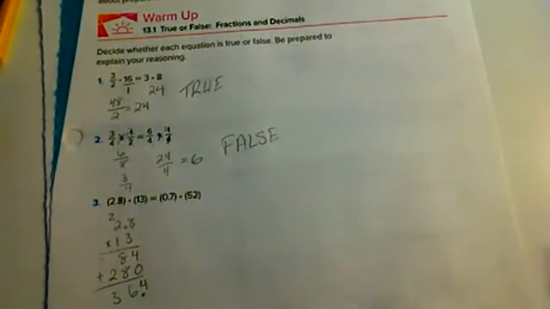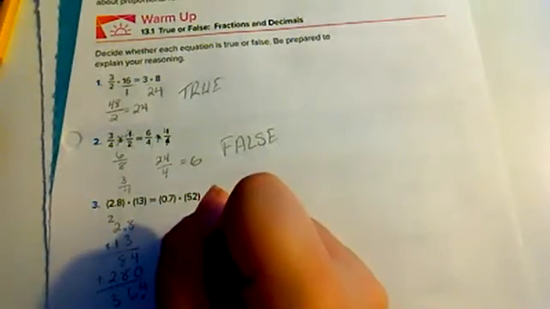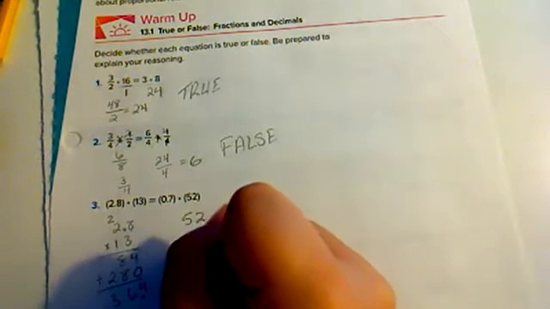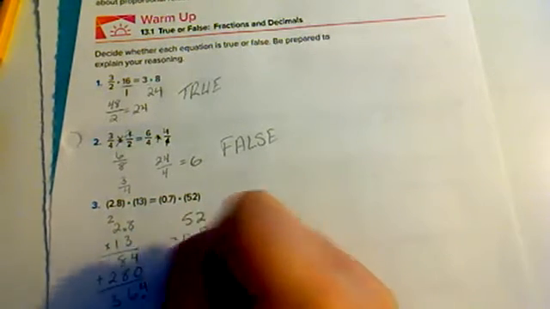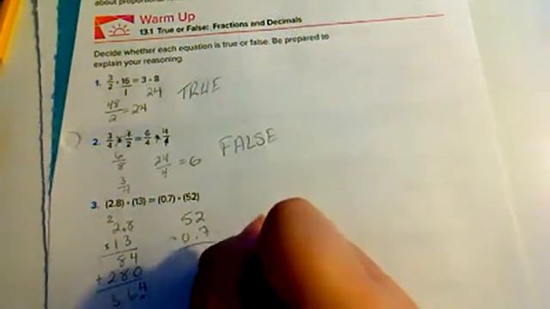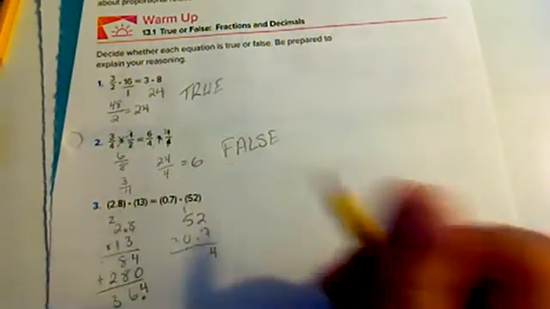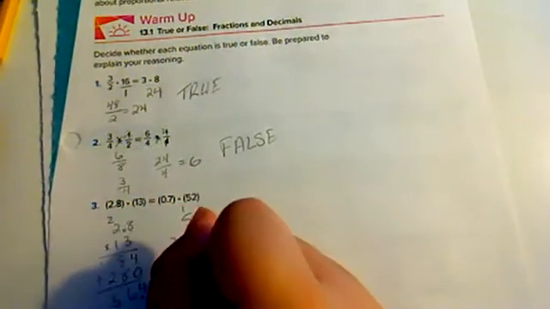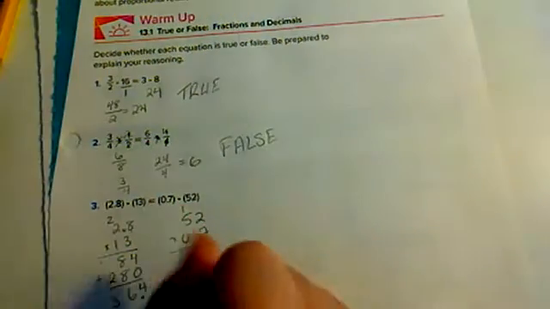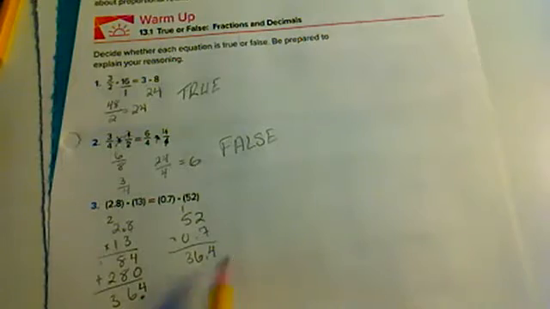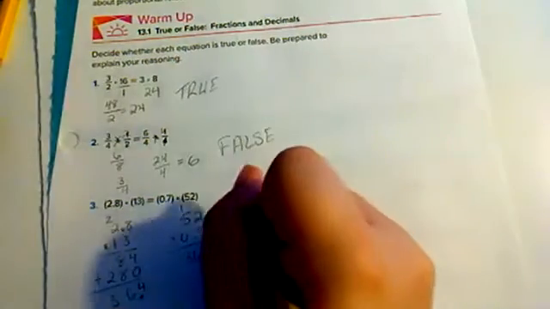364, or 36.4. All right, we're going to do 52, 0.7, multiply. 7 times 2 is 14, carry the 1. 7 times 5 is 35, 36. So we end up with 36.4, or 36 4/10. So this one would be true.